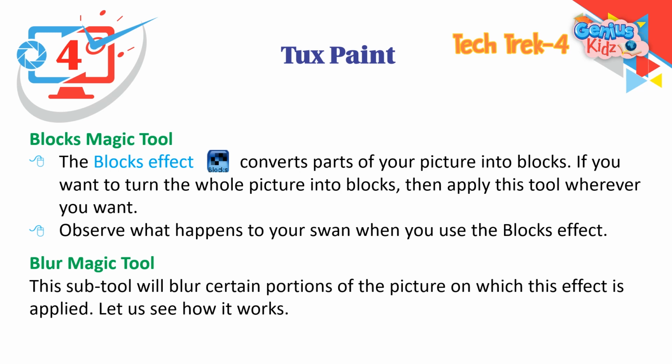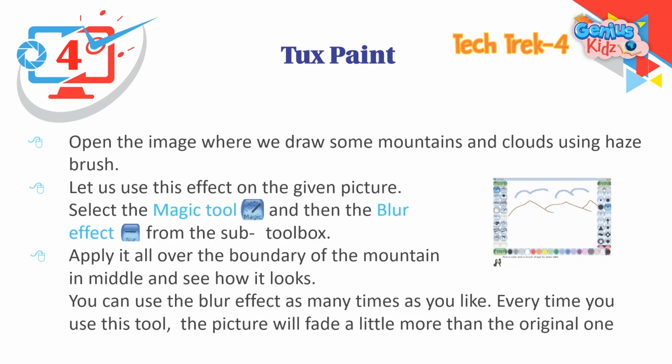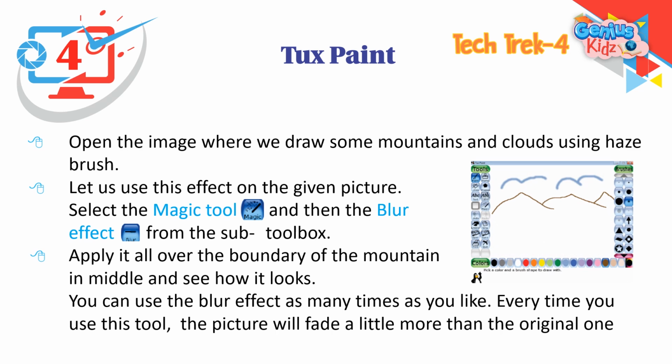Let us see how it works. Open the image where we drew some mountains and clouds using hatch brush. Let us use this effect on the given picture. Select the magic tool and then the blur effect from the sub-toolbox. Apply it all over the boundary of the mountain, in the middle, and see how it looks.